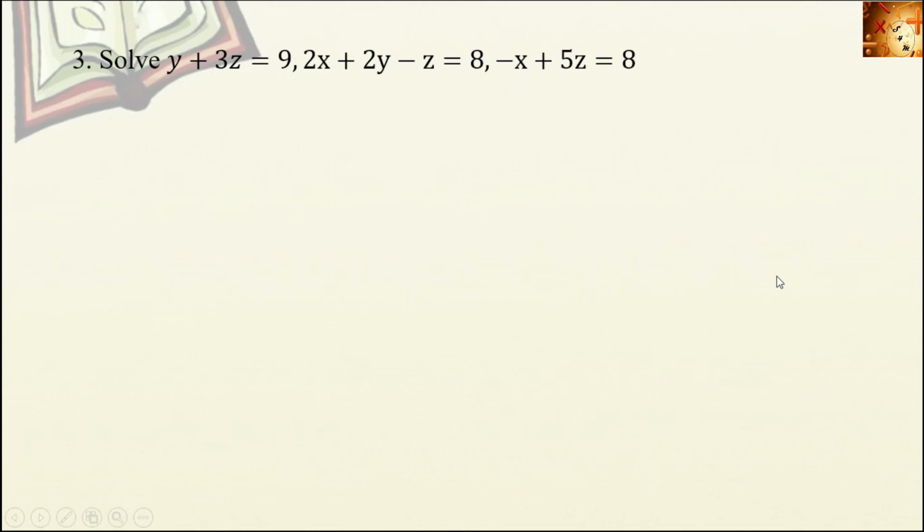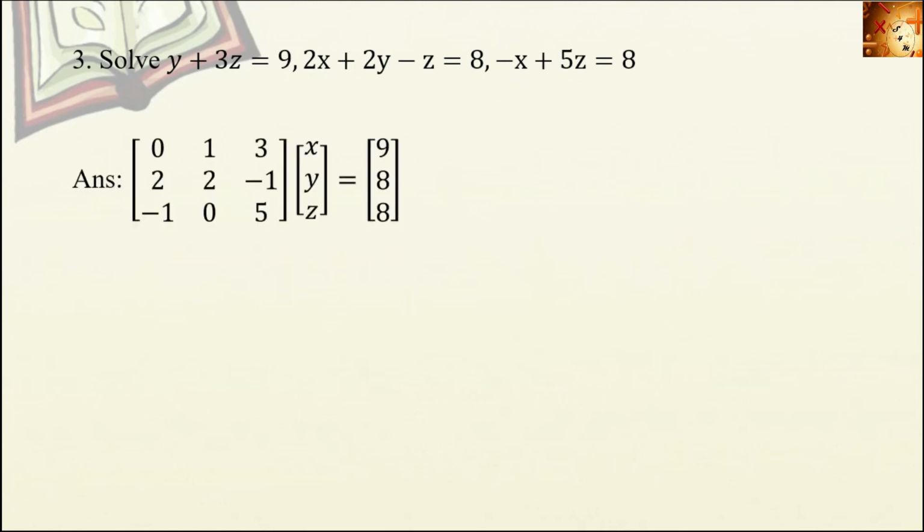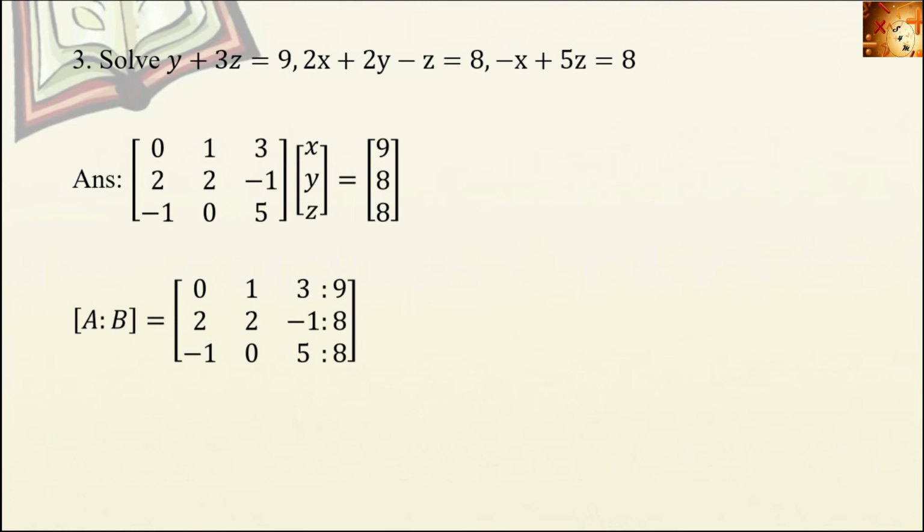Next, the third one: y plus 3z equal to 9, 2x plus 2y minus z equal to 8, minus x plus 5z equal to 8. First of all, write the matrix form, then write the augmented matrix. Here, the first element is 0. Change this element to any other rows because we want to make the matrix into an upper triangular form. So the elements below the diagonal should be 0. So better to interchange this first row.